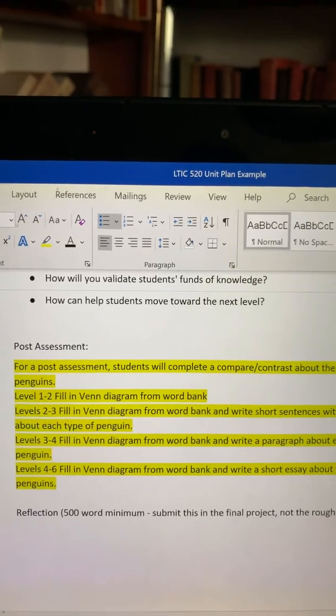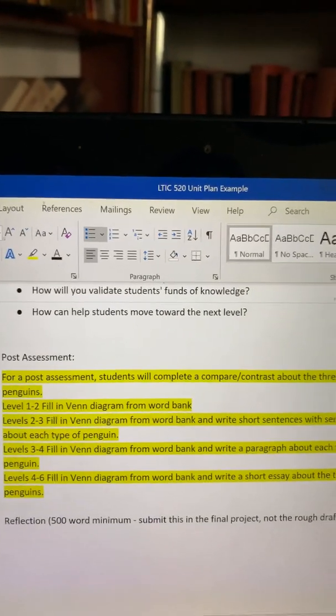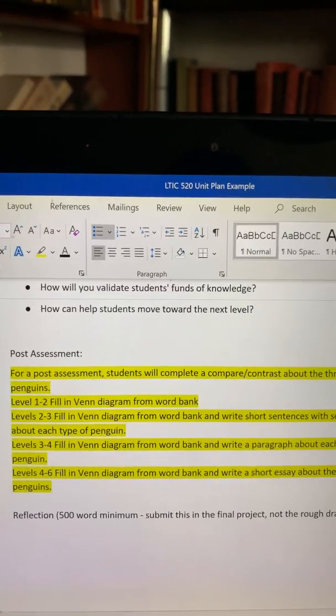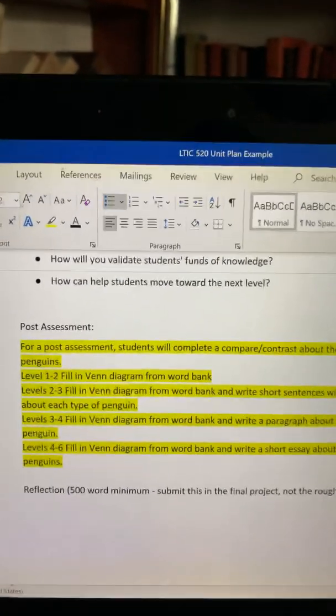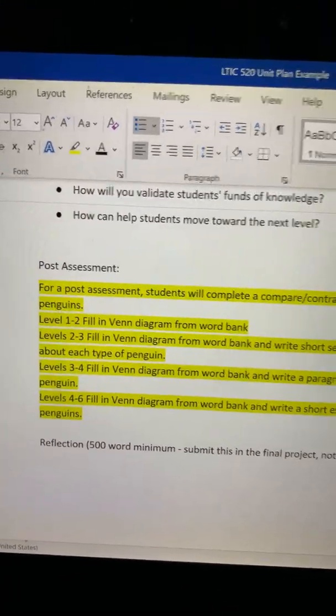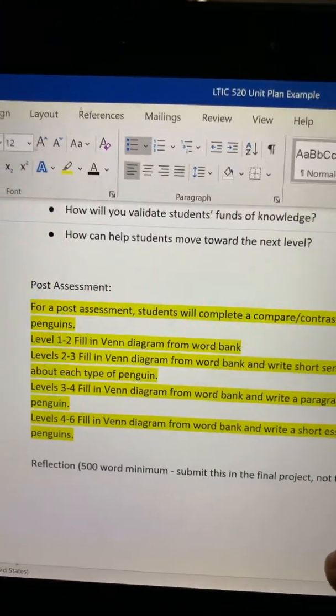Some level 2s are kind of beginning level 2s, like a 2.0. Some level 2s are 2.9, and they're ready to move up. So depending on where the students are, I have the students do different activities, similar activities for their post-assessment.